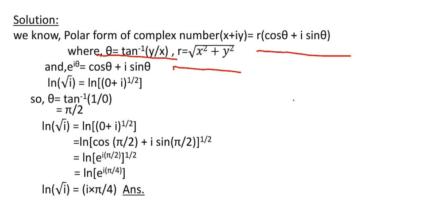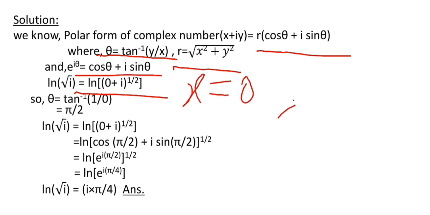This is a formula: e to the power iota theta is equal to cos theta plus iota sin theta, which we use later in the solution. Now the natural log of square root of iota is written in the form ln of (0 plus iota) to the power square root, and here the real part of this complex number is equal to 0 and the imaginary part is equal to 1.